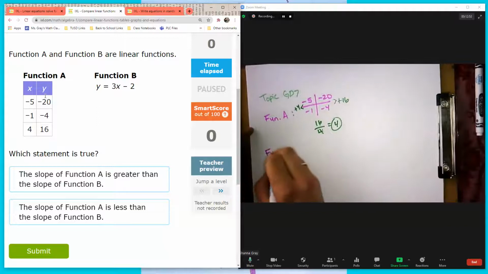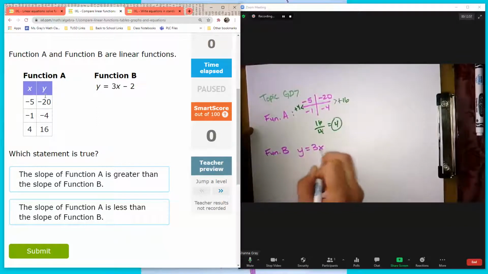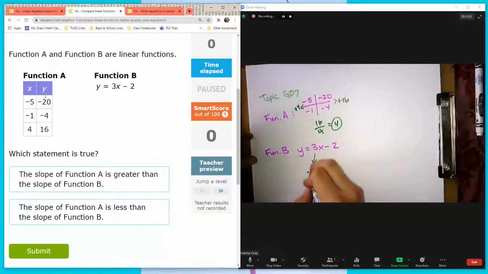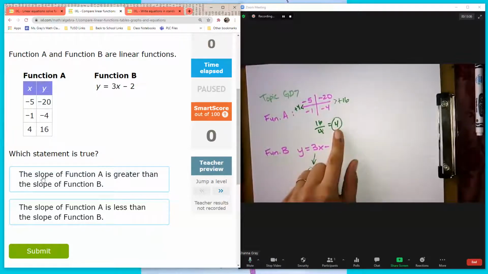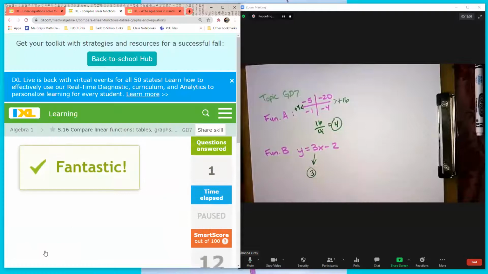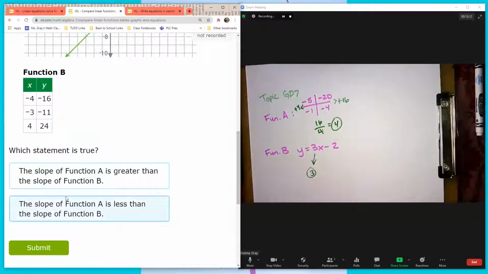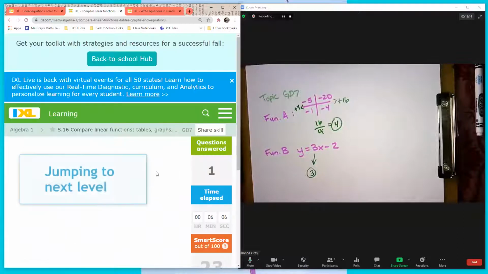And then if I look at function B, that's just an equation, y equals 3x minus 2. So my slope is the number in front of x. So if I'm looking, function A is greater. So it's having you compare things you already understand. So I'll let you look at that one.